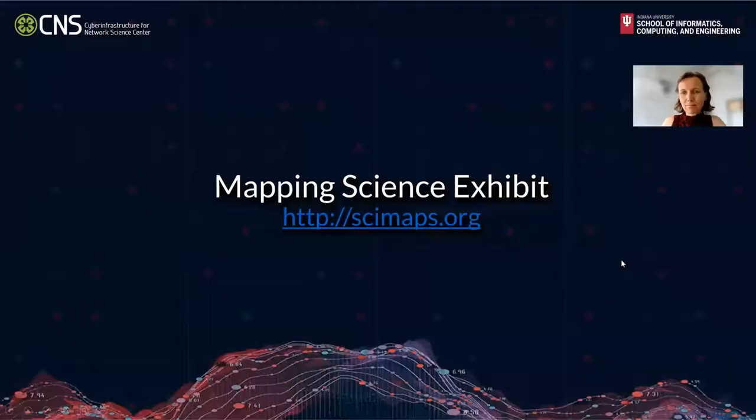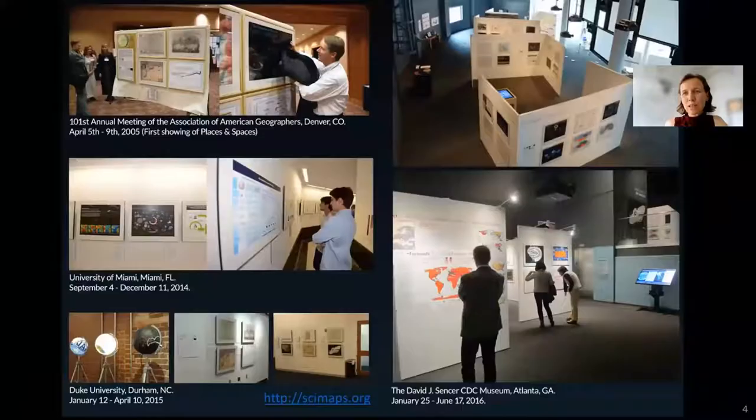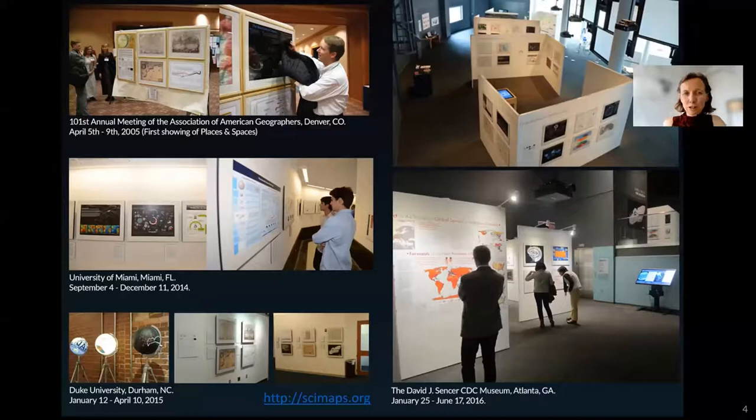A little bit more about the Mapping Science exhibit. Some of you might have encountered that exhibit in public libraries and science museums. It's an ambition to bring high quality data visualizations to many different environments. And here you see it on display at the annual meeting of the Association of American Geographers back in 2005, the very first year that we had the exhibit on display.